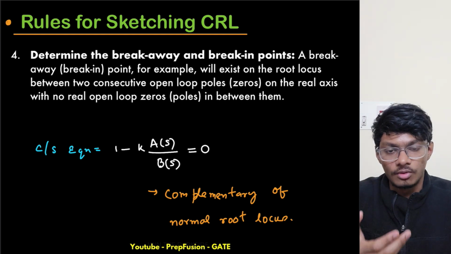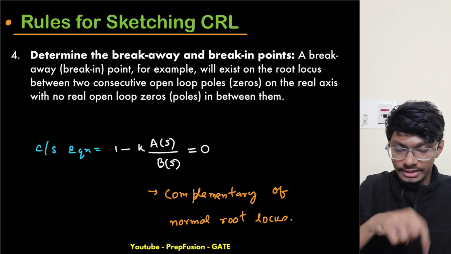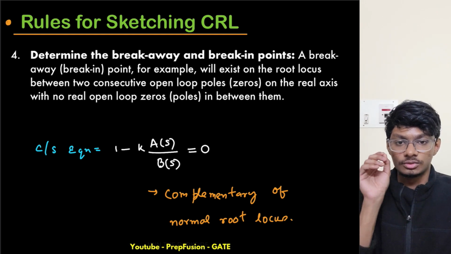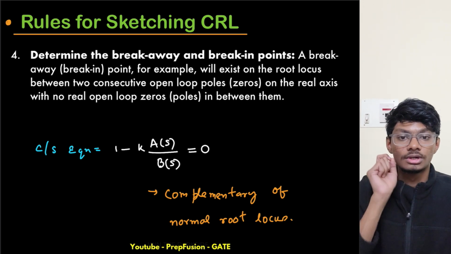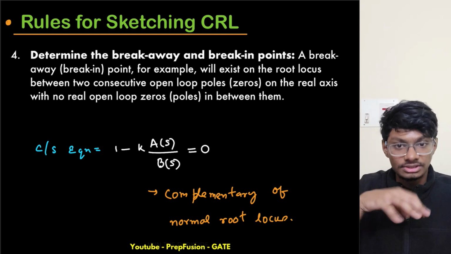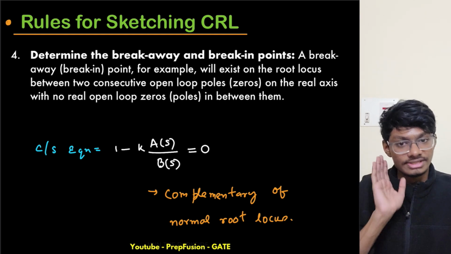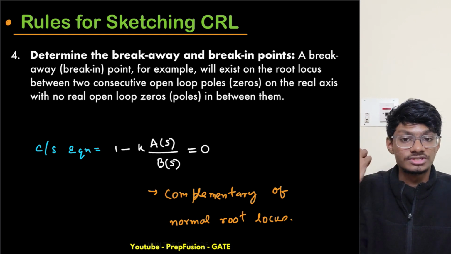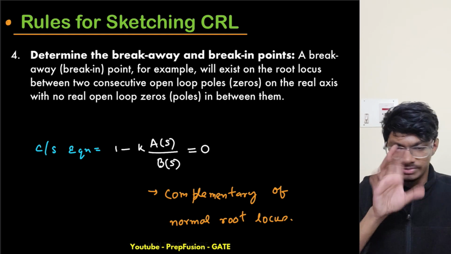What do I mean by complementary of the normal root locus? Basically, whatever solutions I rejected there will be taken here. Whenever I solve that equation, a of s into b dash of s minus a dash of s into b of s equals 0, I get many values of s. A few I reject and a few I accept. The equation is the same, so I get the same solutions, but whichever I rejected there, I will accept here, and whichever I accepted there, I will reject here. It is just the complement, the opposite.